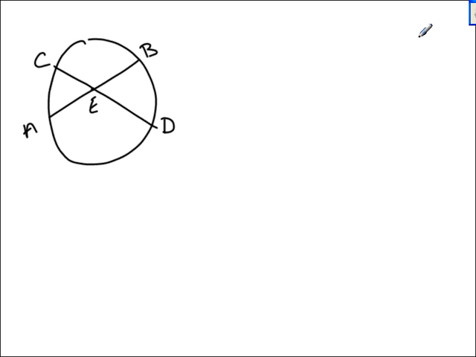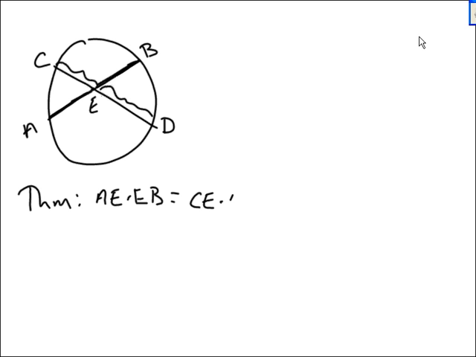So each chord now has two pieces. For example, AB, you can say it's AE combined with EB. CE with ED. And the theorem says that if you take one chord, say AB, and you multiply the two pieces, AE and EB, and you take the other chord, CD, you multiply it by the two parts that make it up now, CE and ED, equality you get.